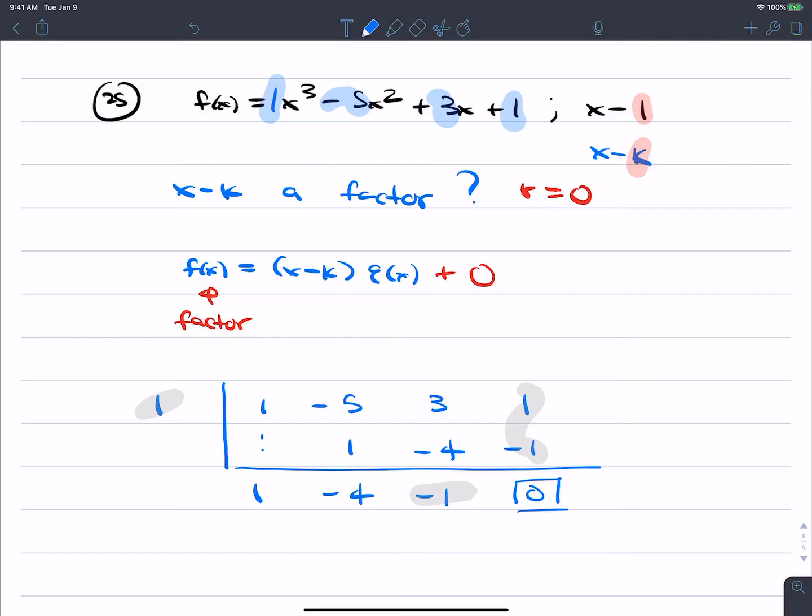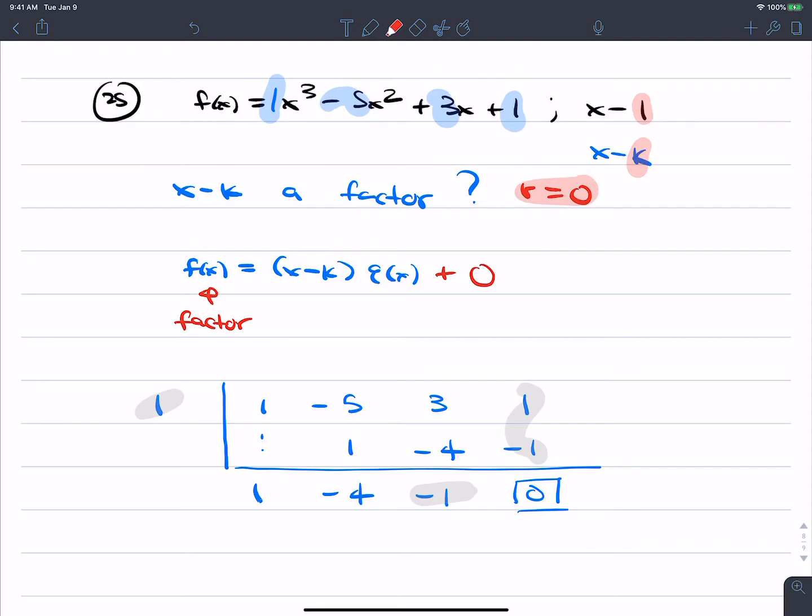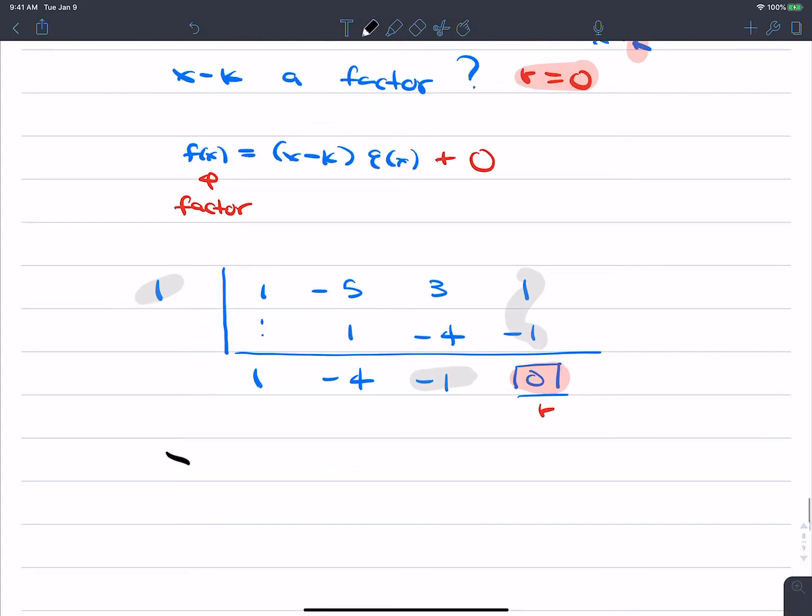So here's our conclusion here. Essentially, they're asking us, is the remainder equal to 0? And the answer is what? Absolutely yes. So what this means here is, here's our conclusion. x minus 1 is a factor. So we can write it this way: x minus 1 is a factor.